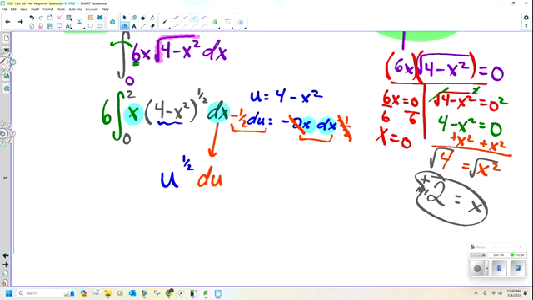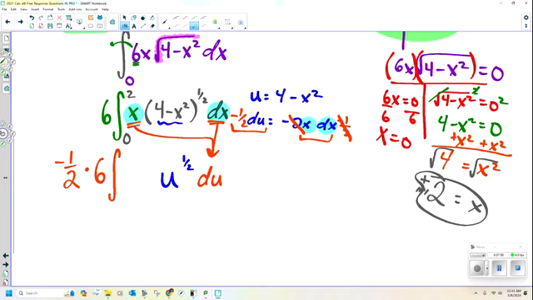And my negative 1/2, that's a constant. I'm going to put that out here with the 6. And again, the x dx becomes the du. So really, this is all I have now. But I need to change my bounds. Don't ever forget I need to change my bounds.